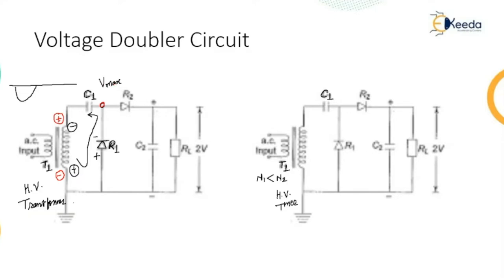Now, during the positive half cycle, R1 doesn't conduct, it blocks, and R2 conducts. When R2 conducts, the potential available here is V max, negative on one side and positive on this side. So the voltage with respect to the secondary winding is V max, and the capacitor which is initially charged to the value of V max, the total voltage at this junction becomes V max plus V max, equal to 2 V max. So now the available voltage is 2 V max, and for that cycle, R2 conducts and charges this capacitor C2 to the value of 2 V max. There is another capacitor which is placed here.